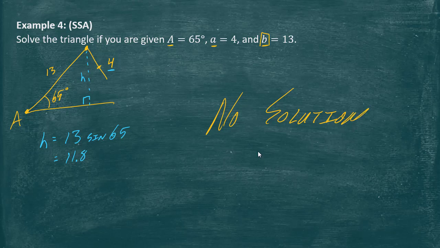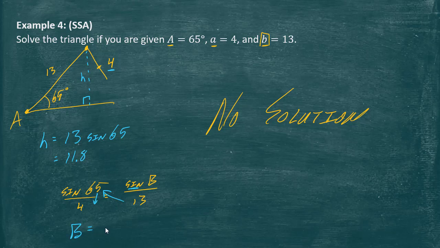Now, another way we could have approached this is, instead of drawing the picture and finding the height, we could have just tried setting up the ratio. So I'll show you, let's say we set up the ratio of sine of 65 over 4 and then try to use that to solve for side B. So it would be sine of B over 13. If we isolate the B value again, I would multiply those two across from each other, but then I also have to cancel the sine.